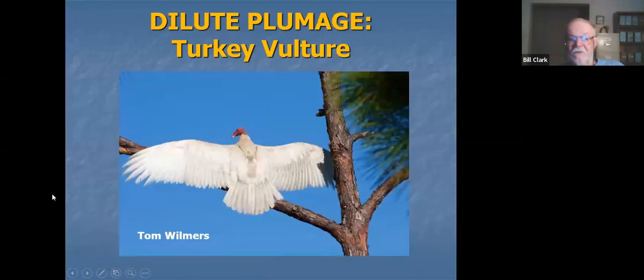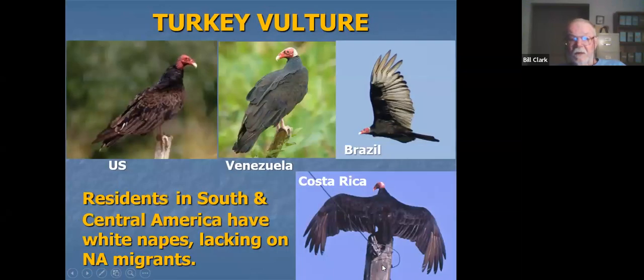Here's a lovely picture of a dilute plumage bird. The dilute plumage is different from partial albino, meaning that there's still some pigmentation left, and it can be completely like this, or it can be patchy. Now, the residents in South and Central America all have white on their nape. So this is our birds from North America. And here's one from Venezuela. Here's a bird from Brazil and another one from Costa Rica. And all of those have white on the nape. So when the North American migrants come down into those areas of Central America and South America, they're very obvious.